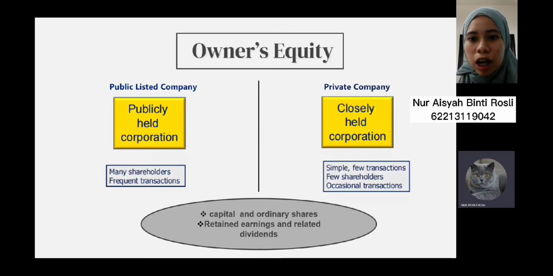Next slide. In business, we have private and public listed companies. A publicly held corporation is the public listed company, and a closely held corporation is a private company, which is Sendirian Berhad. For a public listed company, to get more capital, shares will be issued to the public. But for a private company, the shareholders are usually the owners. A public listed company has many shareholders and frequent transactions, while a private company has few shareholders and simple, occasional transactions. Okay, for the next slide.